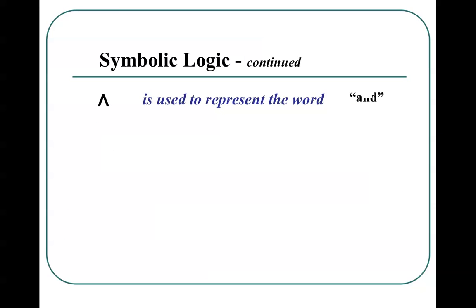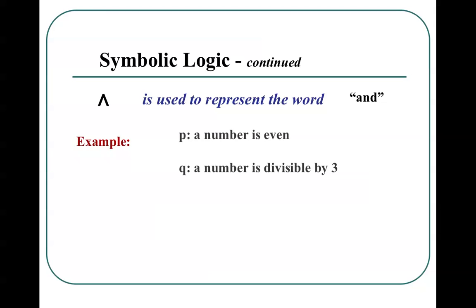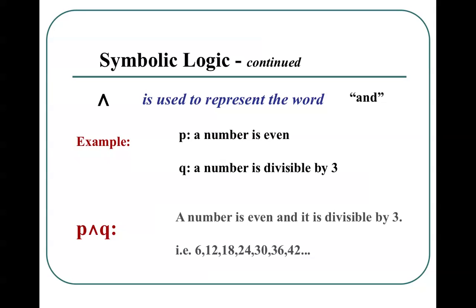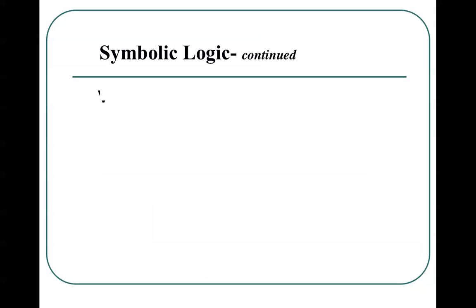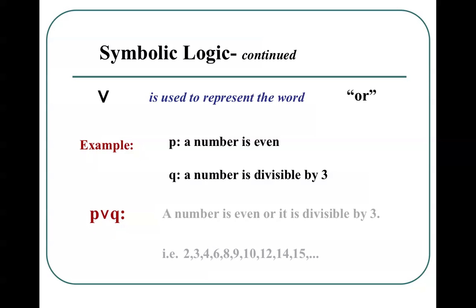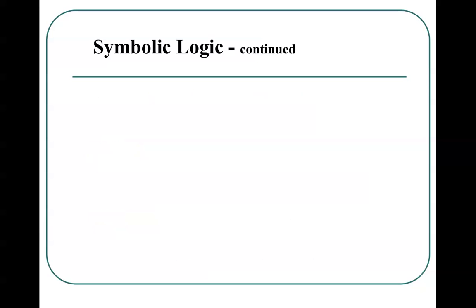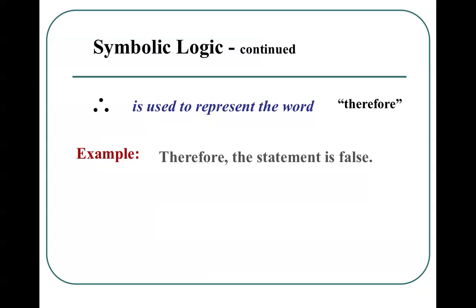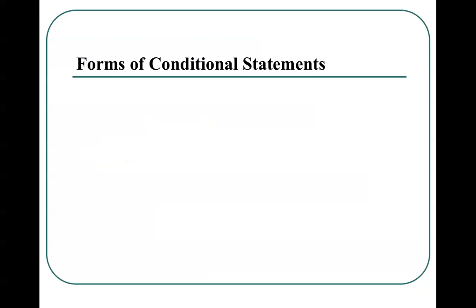All right, and this arrow is used to represent the word and. As we talked about earlier, compound statements can have the word and in them. And this arrow is used to represent the word or. We are not going to go deep into logic, okay? If you take a logic class in college, good luck with that. All right, and then that is used to represent therefore. It implies that the conclusion is coming, the three little dots.